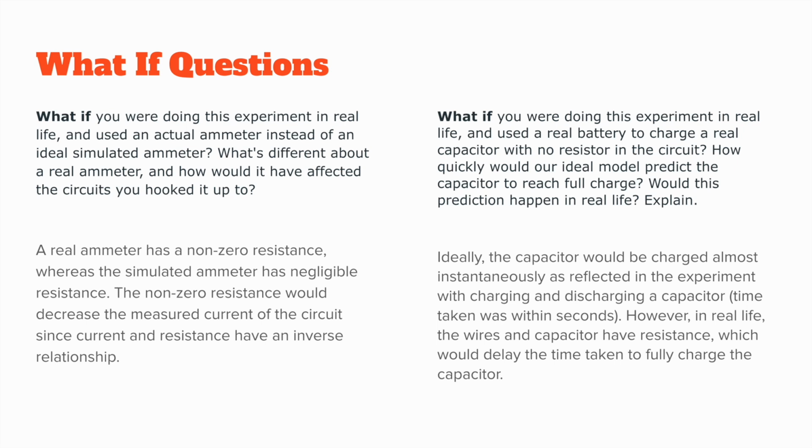If we used a real battery and a real capacitor for the charging capacitor experiment, ideally we would want the capacitor to be charged almost instantaneously, which is reflected in the experiment that we did, as the time taken was within seconds to fully discharge or charge. But in real life, the wires and capacitor both have resistance, which would delay the time taken to fully charge the capacitor.